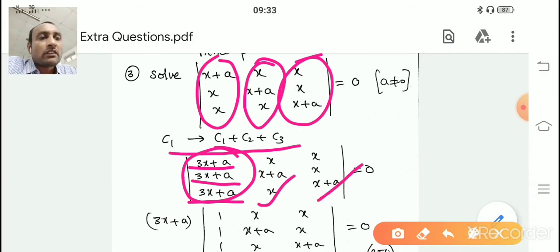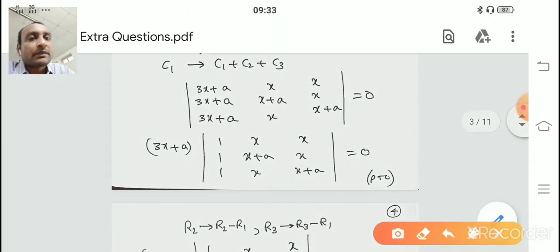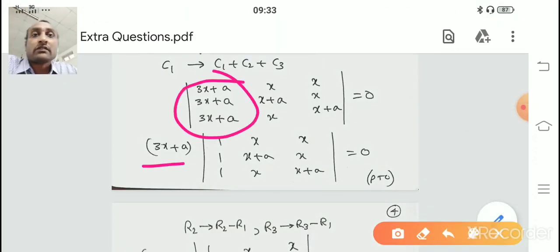Then immediately you can take 3x plus a common, because 3x plus a is a common factor. What I said: if you apply an operation, you should either get a common factor or get 0. Here I am getting a common factor, so the operation is applicable and allowed.